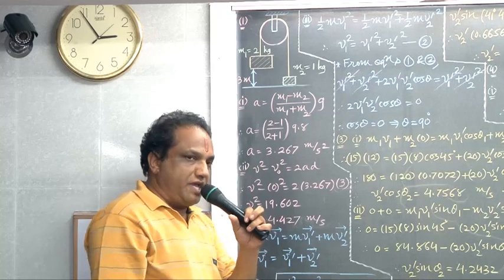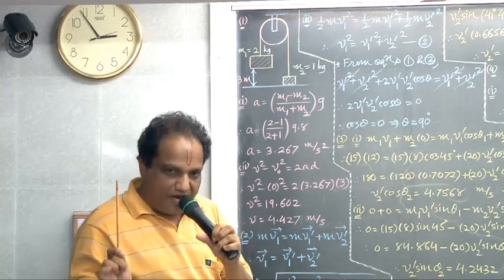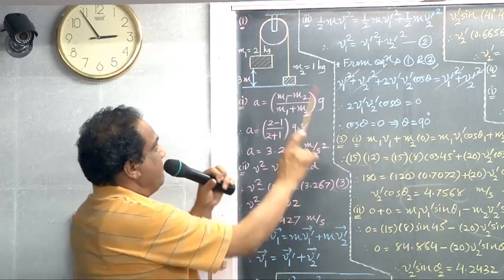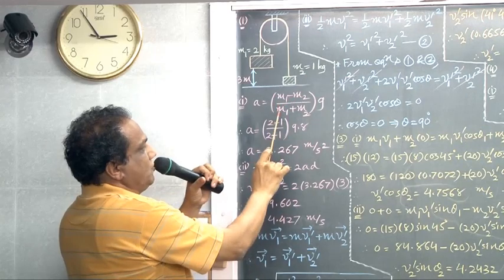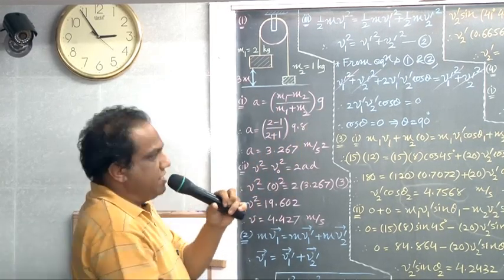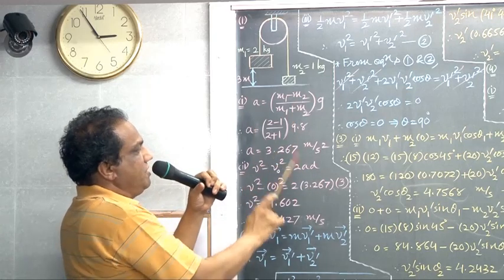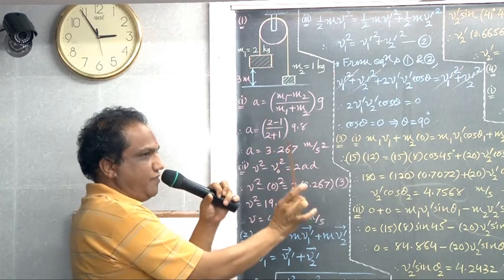Difference of mass you should take as bigger minus smaller, divided by their addition, into g. Come on, bigger mass is 2 kg, smaller mass is 1 kg. So here it is 2 plus 1 now. And g value is 9.8 meter per second square. This answer comes out to be 3.267 meter per second square.